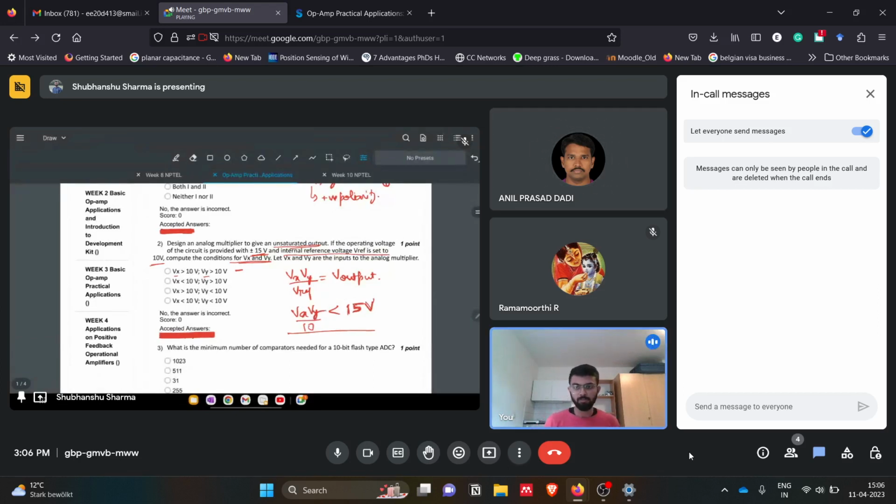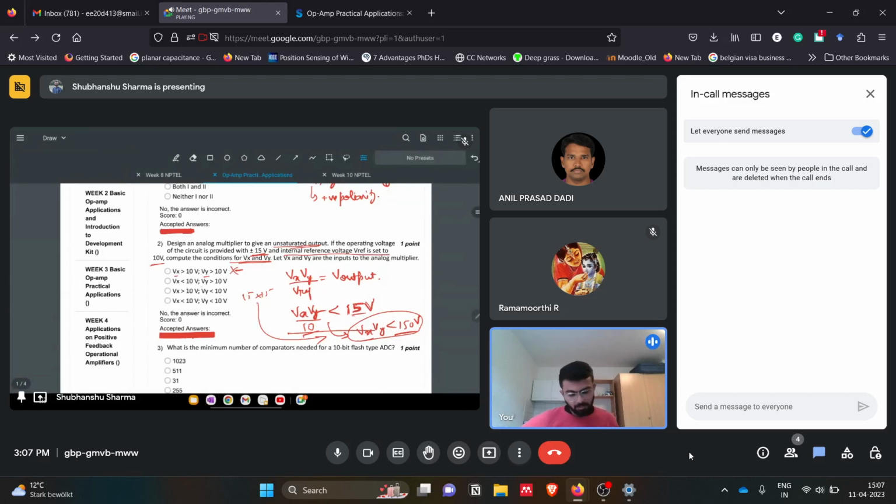I think that will be easy for you because we don't have any other data apart from this reference voltage and the supply voltage. Or you can say one more thing: Vx Vy should be less than 150 volts. Just to satisfy this condition, you will have to go with these options. If we talk about the first option, greater than 10 and 10, and it is let's say 15 and 15, then it will not fit into this condition. So this cannot be there.